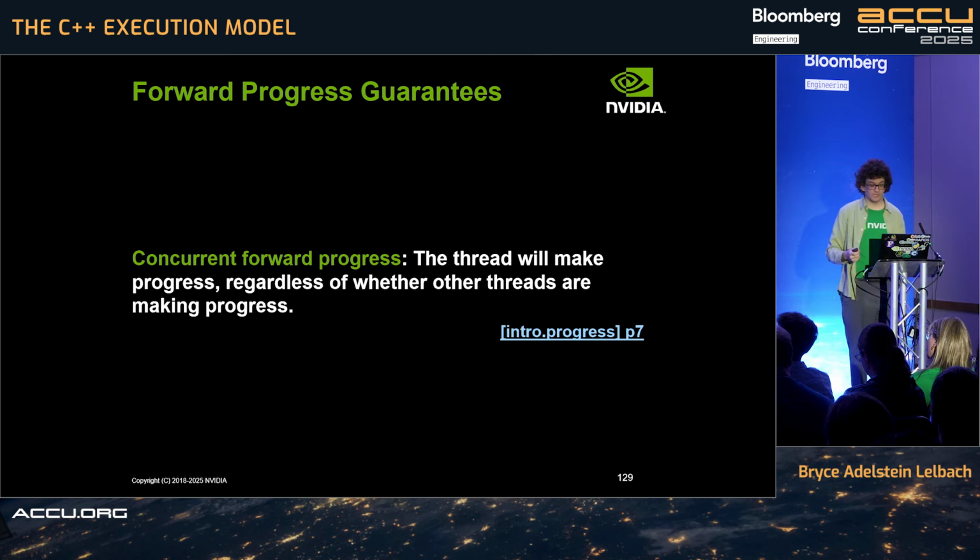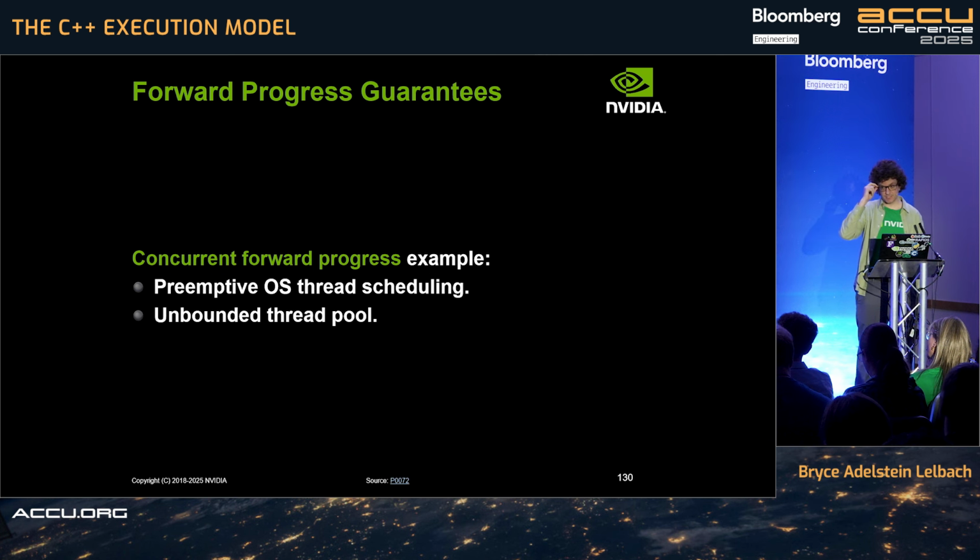So concurrent forward progress gives you the guarantee that the thread will make progress regardless of whether other threads are making progress. Examples of concurrent forward progress include preemptive OS scheduling algorithms such as fair share and round robin, and an unbounded thread pool that will add new OS threads to the pool as needed to make progress.